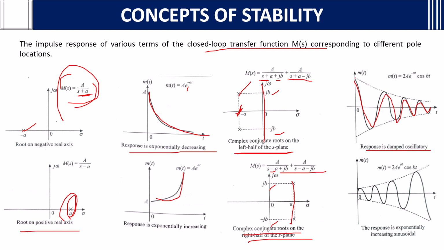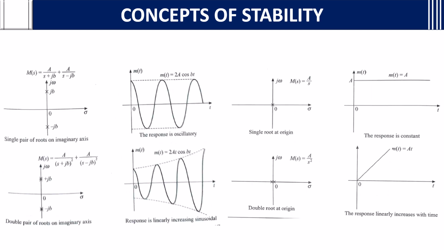If it is cos bt, then the response is exponentially increasing sinusoidally. It is increasing and decreasing like that. Then you have a single pair of roots on the imaginary axis. A single pair means it is not complex conjugate. It is a single pair like JB and minus JB.